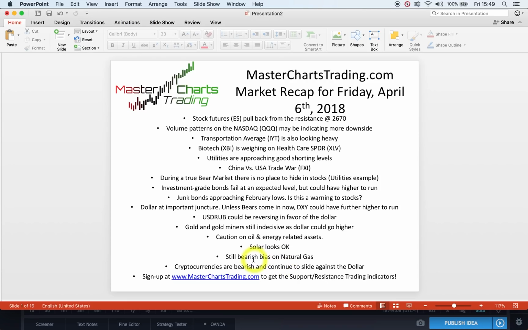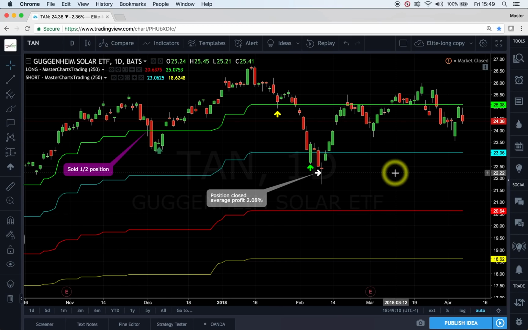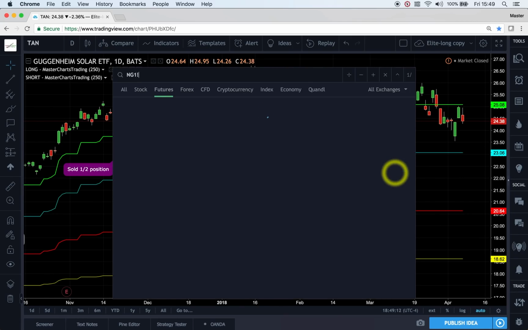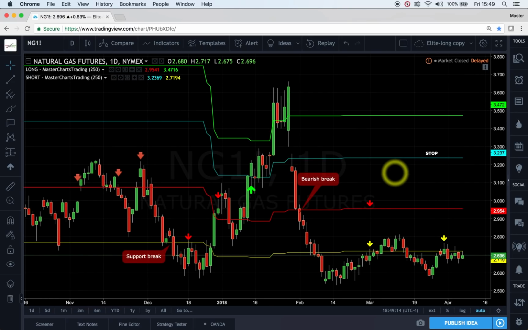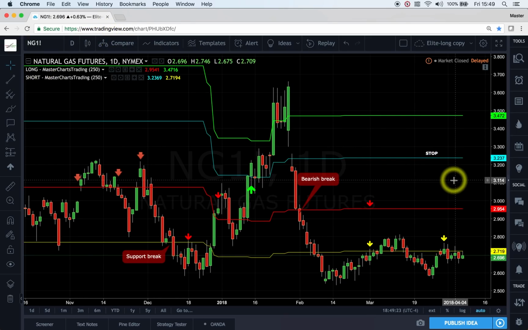All right, and let's look at natural gas futures, NG1! on TradingView. If you don't have a TradingView account, you can get it for free at TradingView.com, and then you can have these indicators as well. Just contact me.